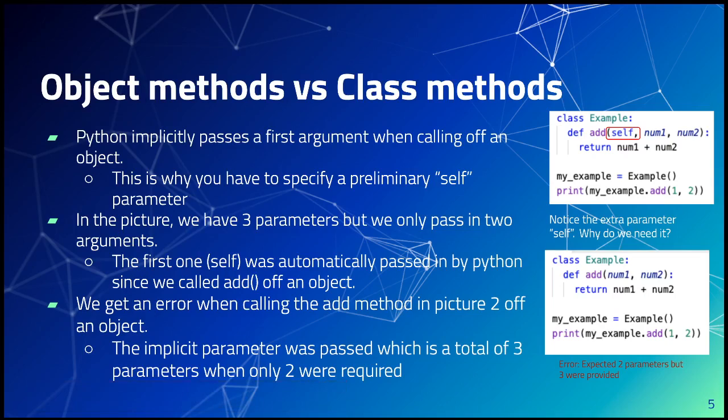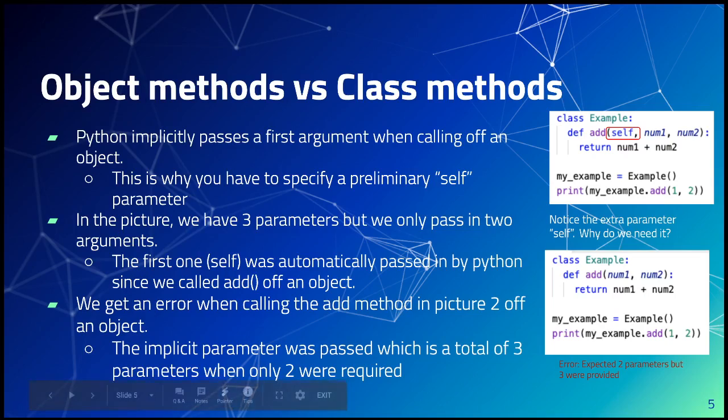If you remember, Python will always assign the first parameter when calling off an object. It'll assign the first parameter to be the object, the instance. So instead of self, it assumes num1 to be self. Then the object will be passed to num1, and 1 will actually be passed to num2. And 2, well, there's no third parameter. So that's why Python throws an error. It says expected 2 parameters, but 3 were provided, the third one being the implicit one.